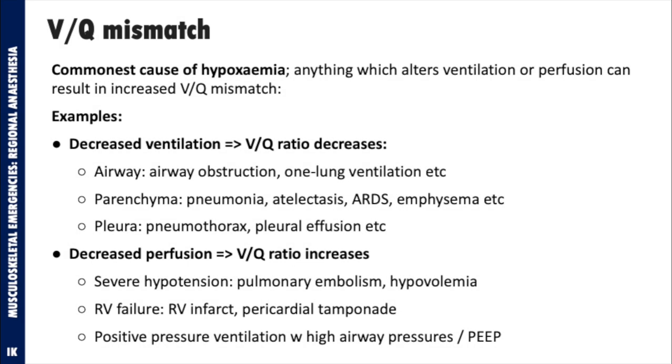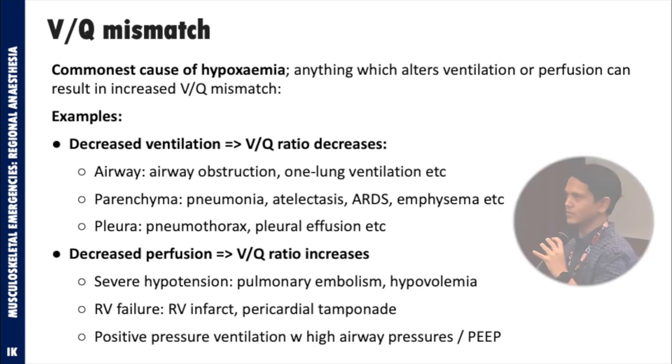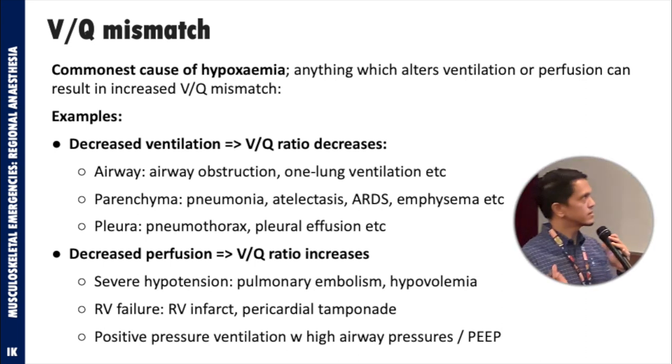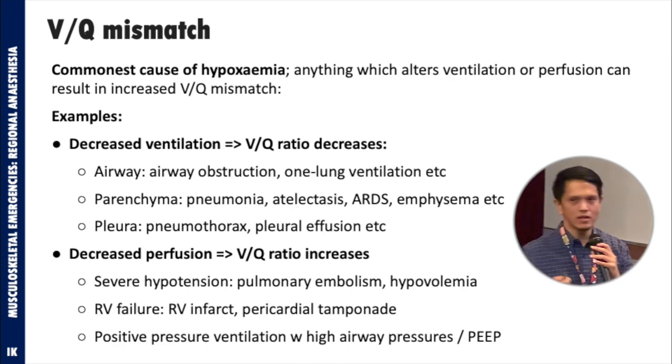So when do you get VQ mismatch? Easy, just anything which affects V or anything which affects Q, increase or decrease. So examples of decreased ventilation: a decreased ventilation will reduce the V, so the VQ ratio decreases. It can be any airway problem such as this, parenchymal problems such as this, pleural problems such as this. Just think anything which reduces ventilation.